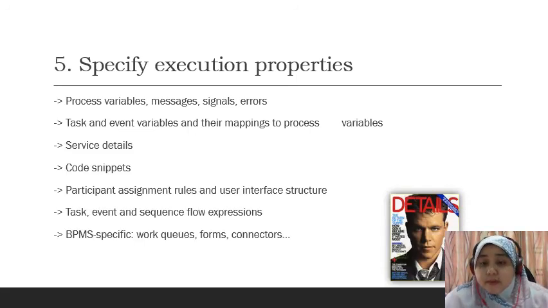Process variable patutnya kamu tahulah maksudnya, data type. Example of data types. Jangan tak tahu data types pula. Kena tahu apa tu data types. Variables, messages, signals, error. And then kita ada task event variables and their mapping processes variables. Service detail, code snippets, participant segment, assignments, rules, user interface.